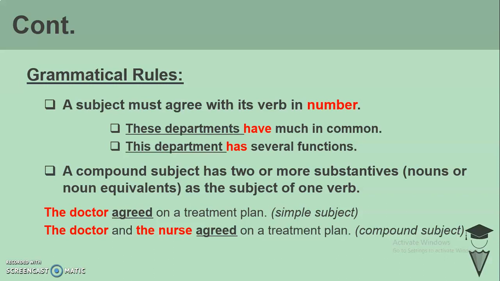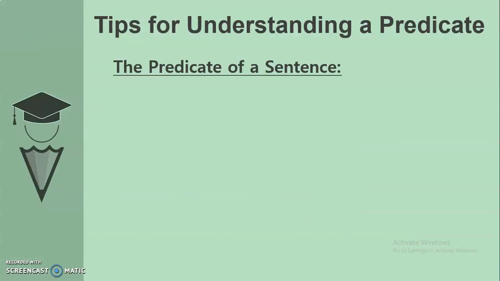So we have a simple subject here. The doctor agreed on treatment plan. But the second sentence, the doctor and the nurse agreed on treatment plan, we have a compound subject here. Have this in mind. Now let's continue.